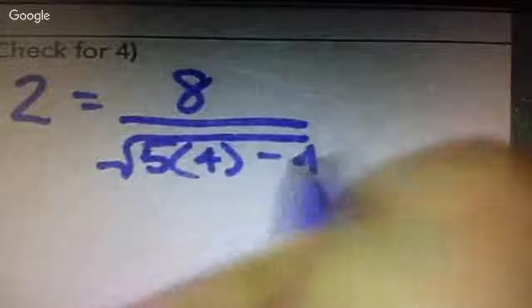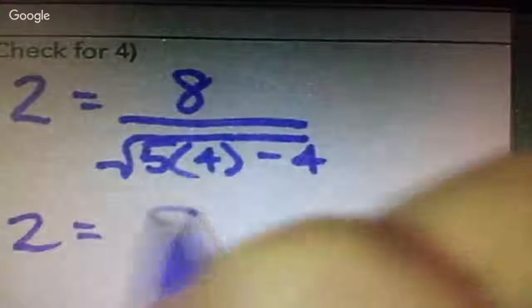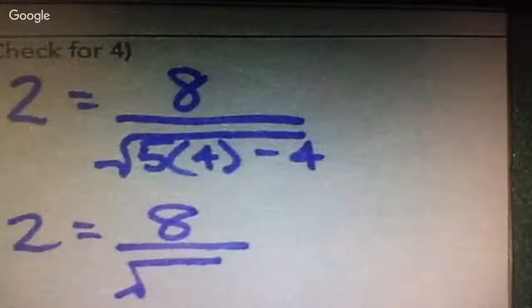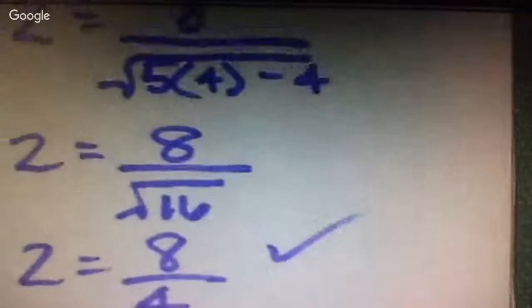Okay, on the right hand side, we've got to plug this back in. Five times 4 minus 4, so 2 should equal 8 divided by the square root of what? The square root of 16. Well, what's the square root of 16? 4. Does 8 divided by 4 equal 2? We are good to go.